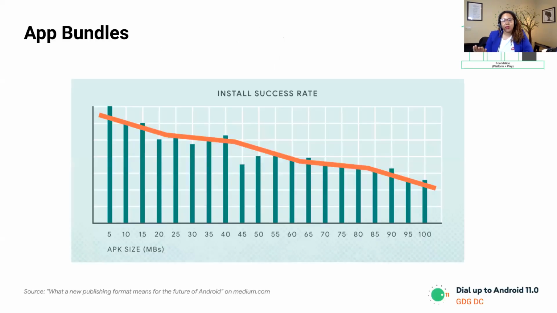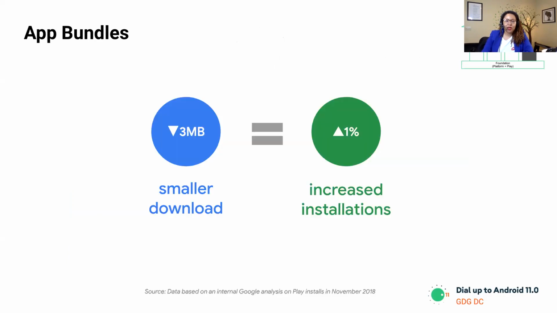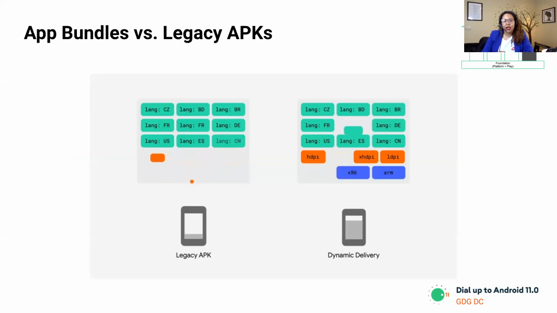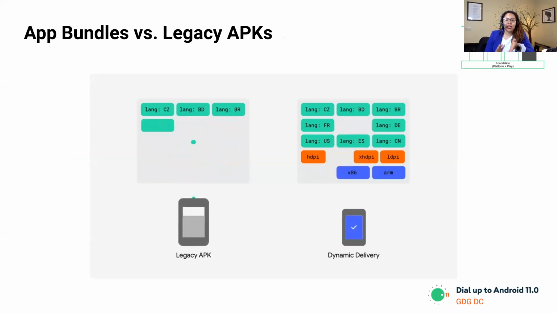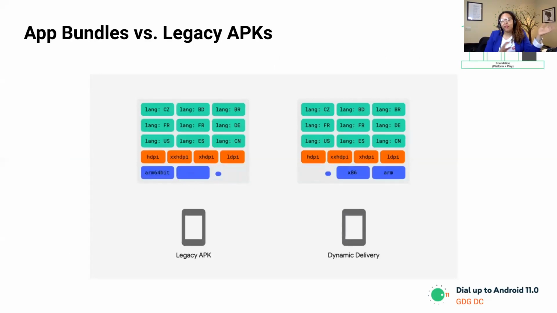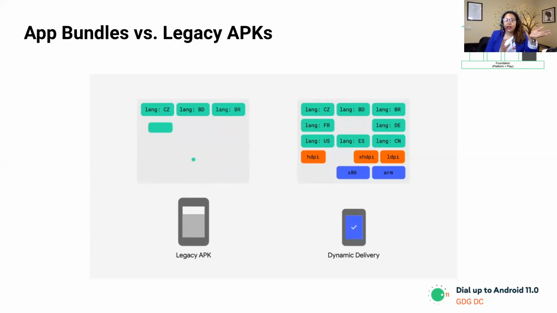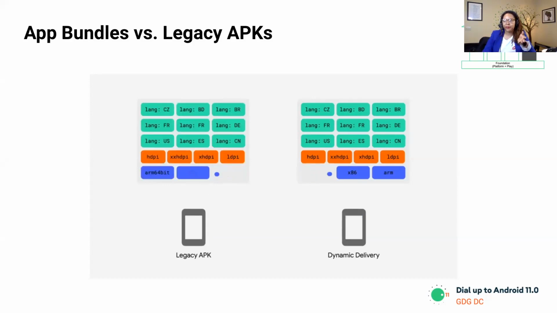Meanwhile, the larger the APK, the more likely it is to have issues with installation. So the size really does matter. On the other hand, the data shows that smaller downloads mean more installations for an app. And app bundles achieve these smaller installs by only downloading the config data needed for a particular device. Legacy APKs, on the other hand, download everything to every device. And this leads to either bloated APKs that are too large or configuration-specific APKs that have to be managed by the developer.